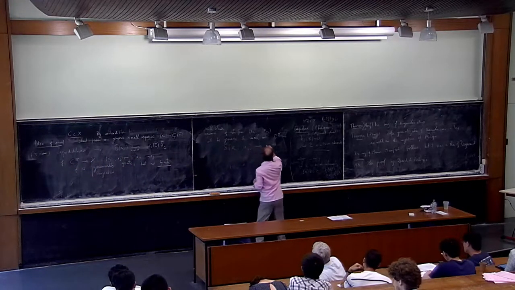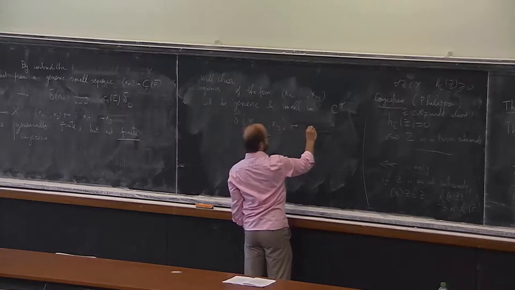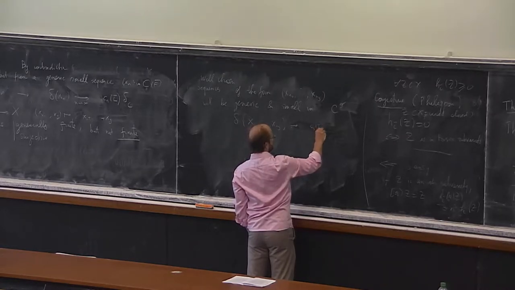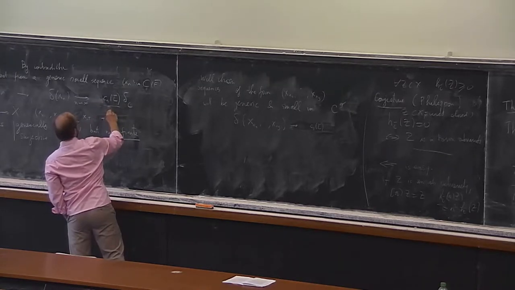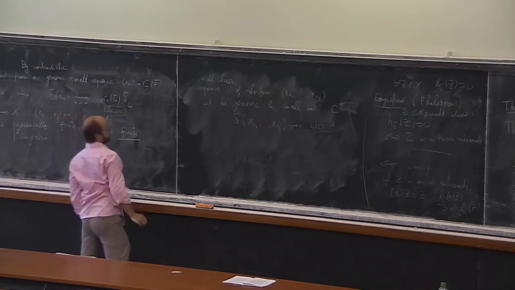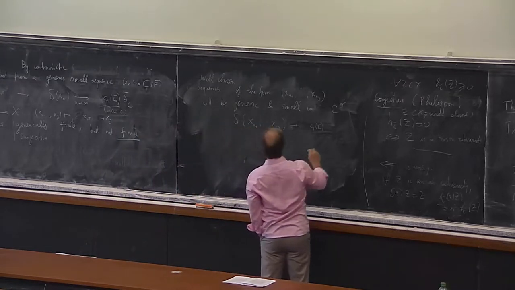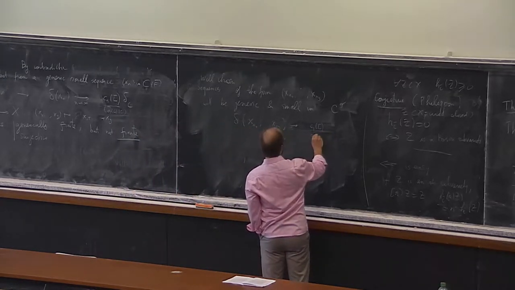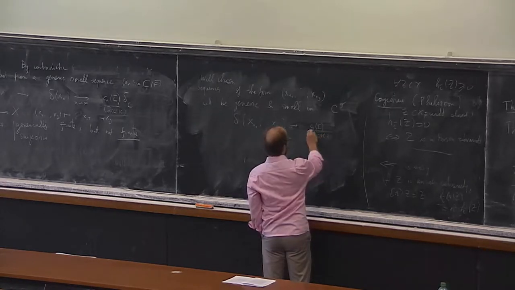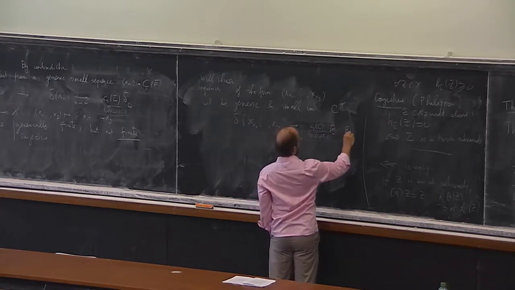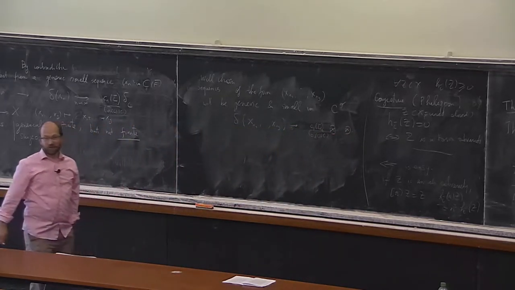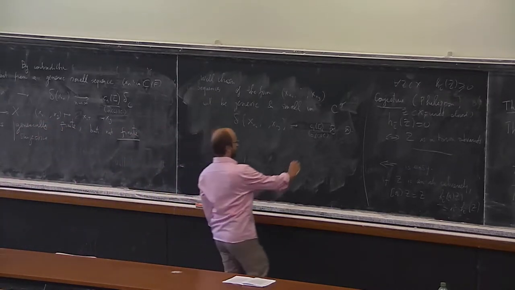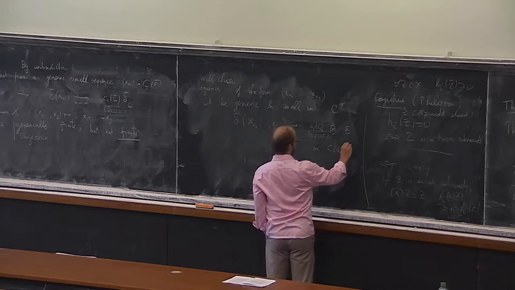So it's just c1 of L bar. So it's just a pullback. I should have divided by the degree, sorry. And so this will converge essentially to the product measure on C, on the complex points.